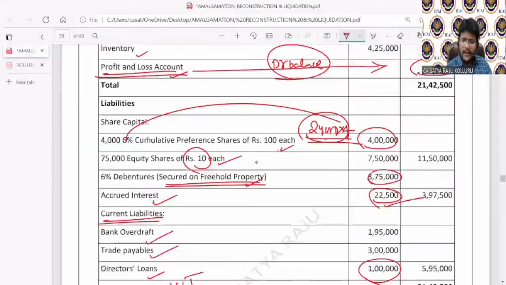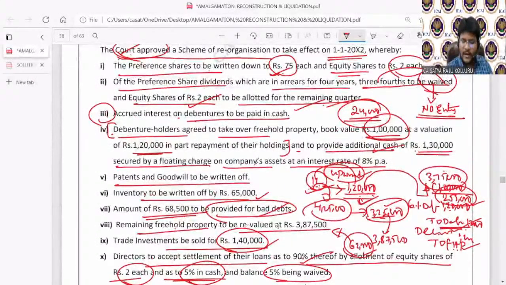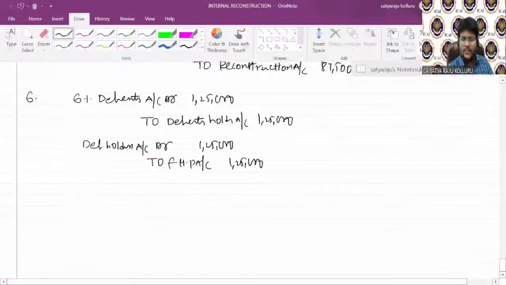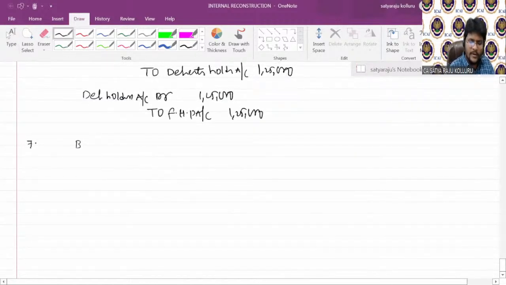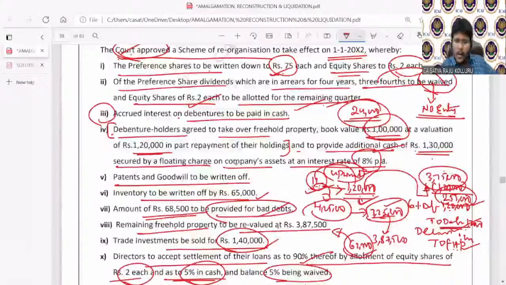And one more thing, guys, debenture holders are also agreeing for subscription of additional debentures. You are issuing additional 8% debentures. Am I right? For the purpose of augmenting the cash, that is 1,30,000. So at the time of issue of debentures, the general entry is bank account debtor to 8% debentures account. Amount how much? 1,30,000. Okay, with this entire point number 4 is over, guys.